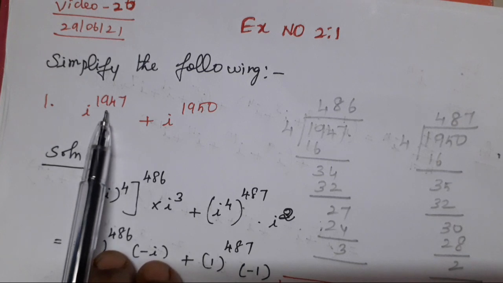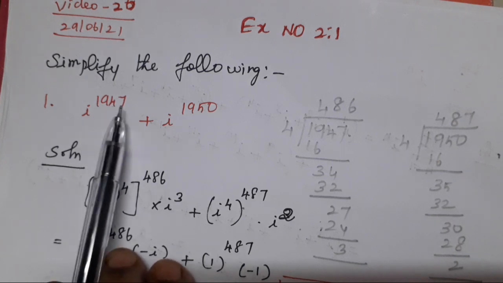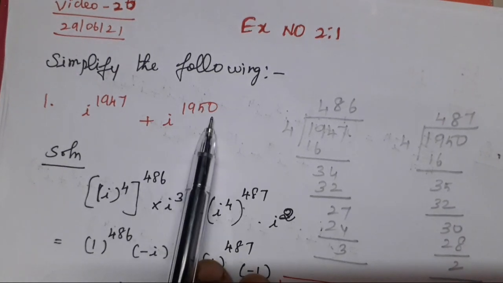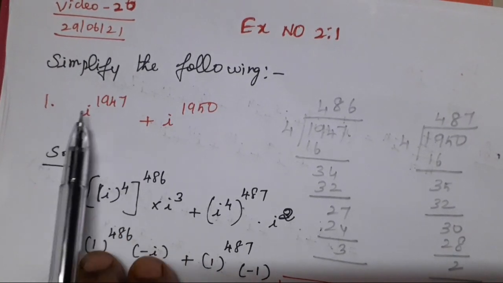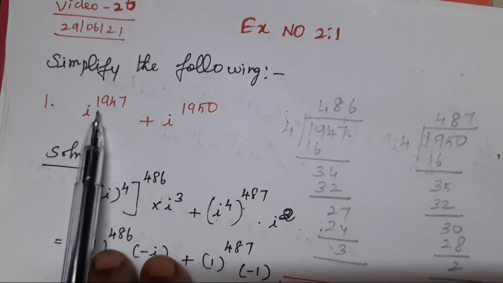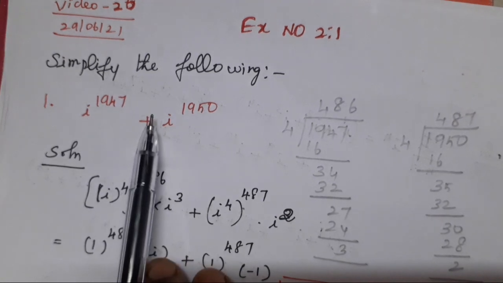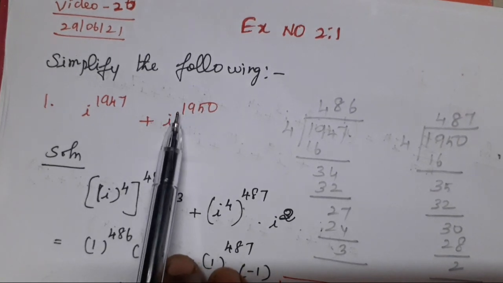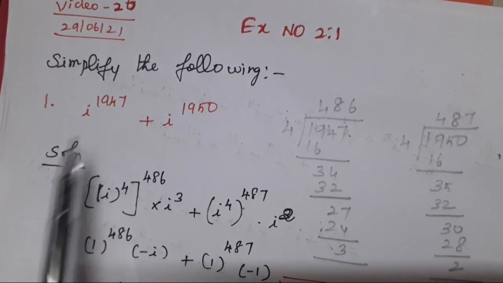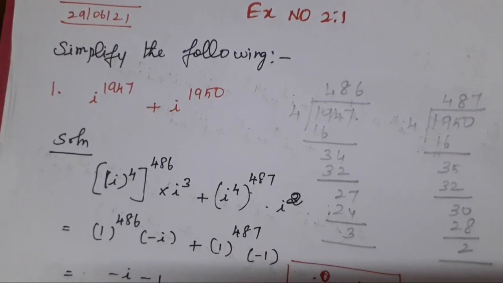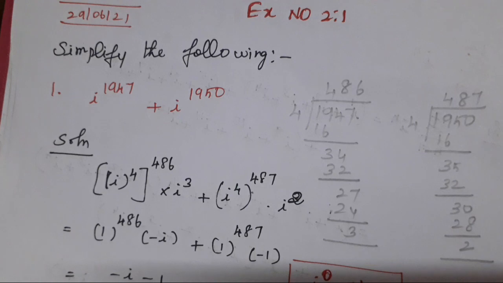i power 1947 plus i power 1950. We are going to find the addition of i power 1947 plus i power 1950. So what is the first step? I am teaching two methods; whichever one you understand easily, you follow it. What is the first method I will teach?